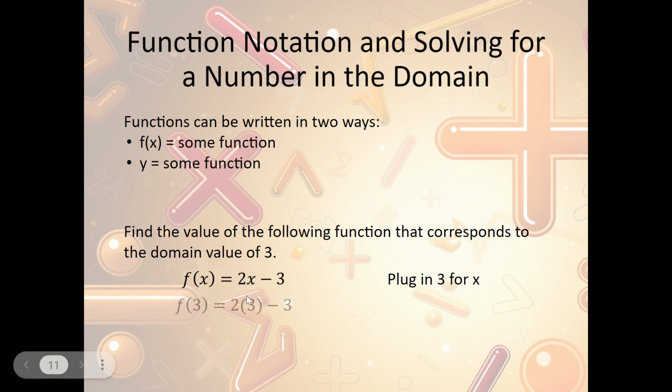So this becomes 2 times 3 minus 3. Now I solve, so I'm going to multiply 2 times 3, and I get 6. 6 minus 3 is 3. So when x is 3, y is also 3. And if I were to plug in any other number, so let's say this was 4, I would just plug 4 in for x. If it was -8, I would plug -8 in for x. So whatever number they give you, that's the number you plug in for x and then solve.